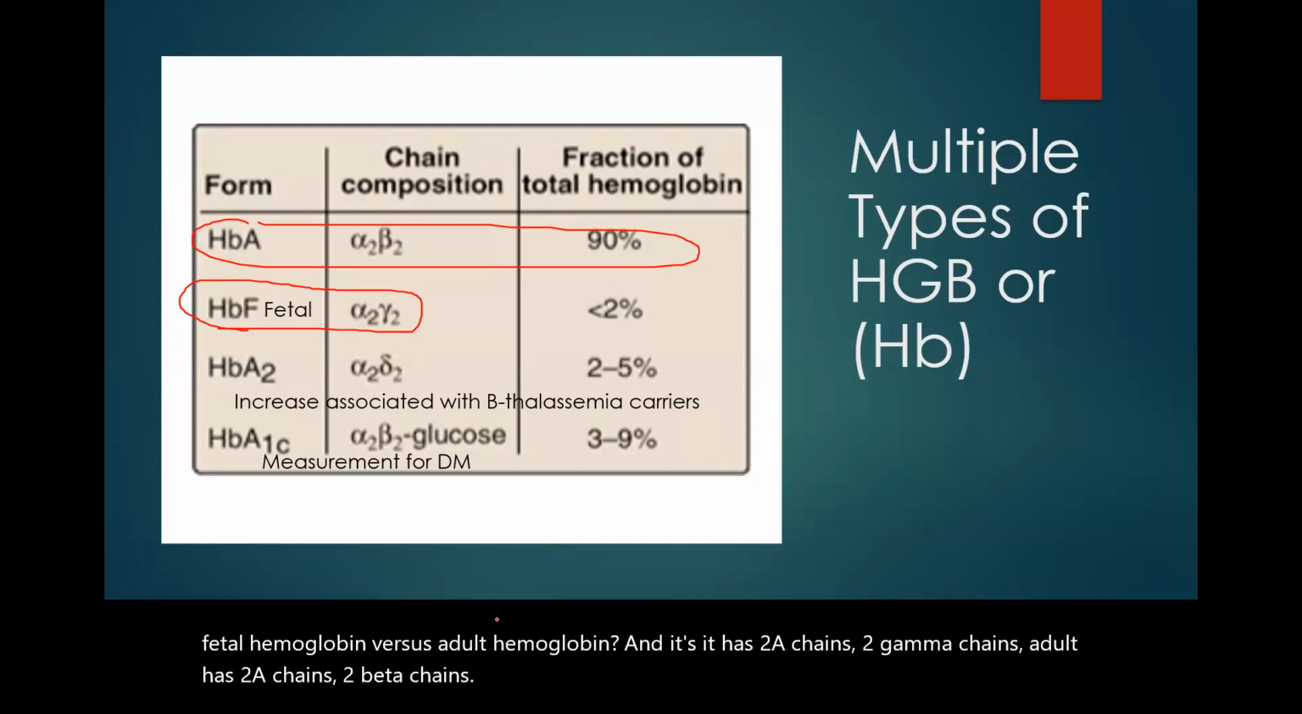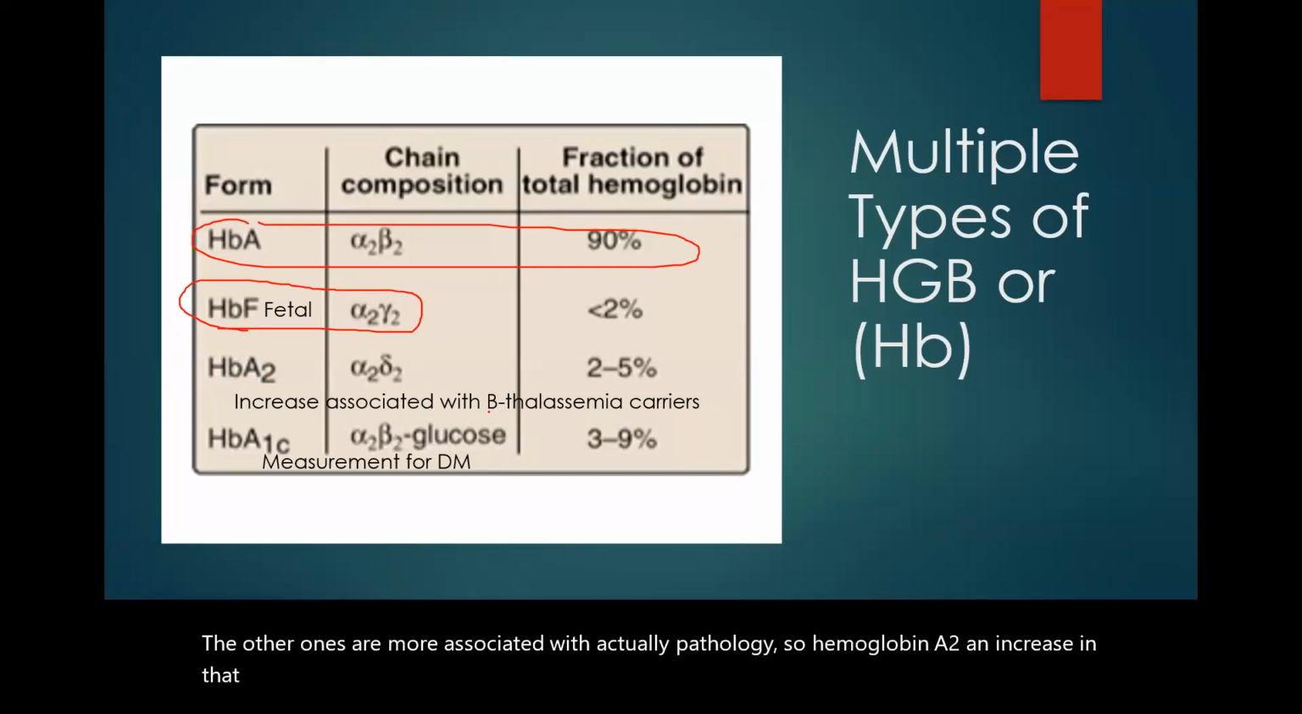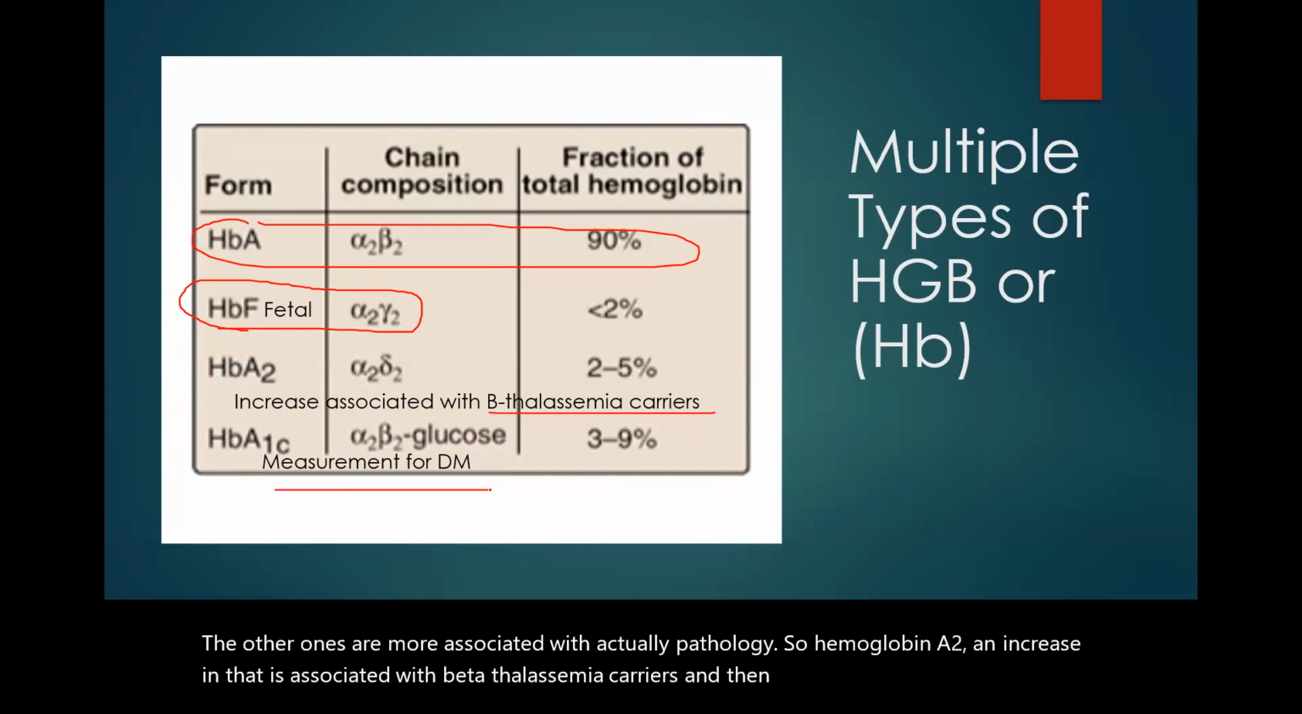The other ones are more associated with actually pathology. So hemoglobin A2, an increase in that is associated with beta thalassemia carriers. And then hemoglobin A1C is our measurement for diabetes.